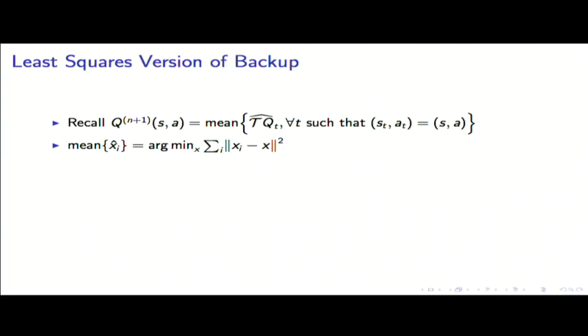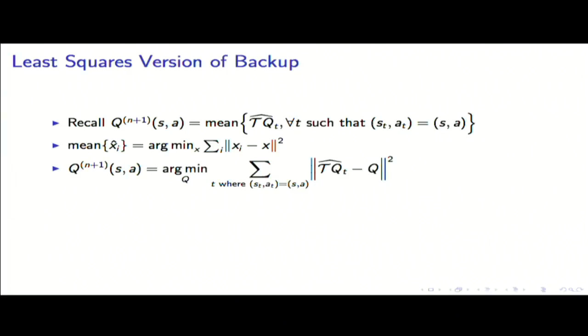So previously we defined our Q value as the average of the backed up Q values for all visits to that state action pair. So what we can do is note that if you have a bunch of random variables, you can rewrite the mean of those random variables as the minimizer of this sum of squared distances. The value of x that minimizes this is just the average.